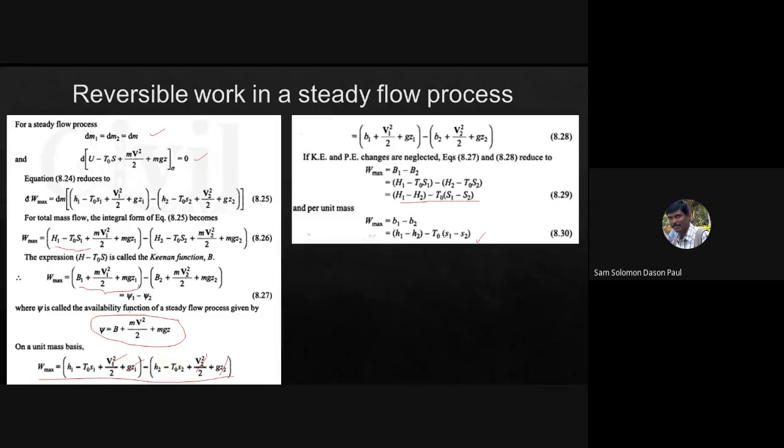They ask you to compute the change in availability between two states. You have to find psi 1, you have to find psi 2, and then find the difference psi 1 minus psi 2 to get the final answer. Such kinds of problems are what you will be getting. So this is the reversible flow process.